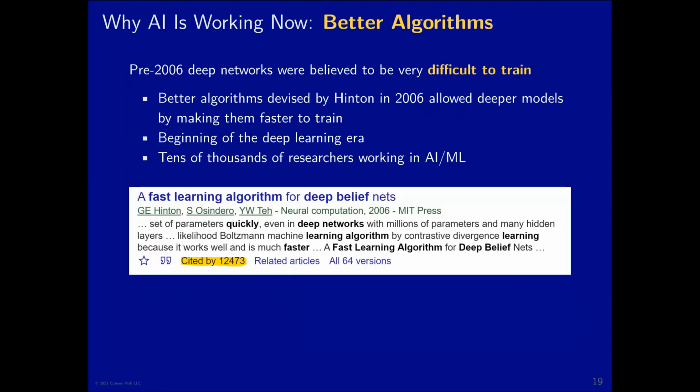So if we begin with better algorithms, we talked about this idea of representing objects as a hierarchy of concepts, and that you need a lot of levels of that for it to be difficult. Before 2006, these deep networks, as they're called, were believed to be very difficult to train. And then there was this algorithm by Geoff Hinton published in 2006 that allowed deeper, more complex models to be trained in a reasonable period of time. And that can be regarded as the beginning of the deep learning era.